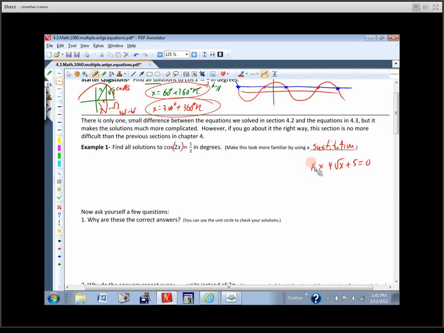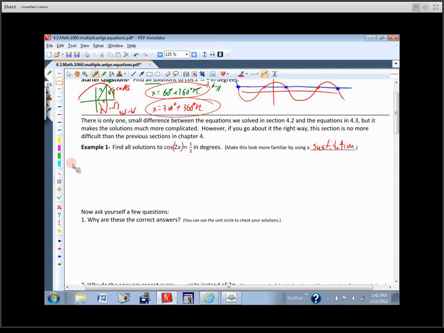Solved an equation like that. We use a U substitution, also called a change of variables, to make things look more familiar. I know how to solve a cosine equation, but if there's a double angle in there, a 2x, that makes it more complicated.